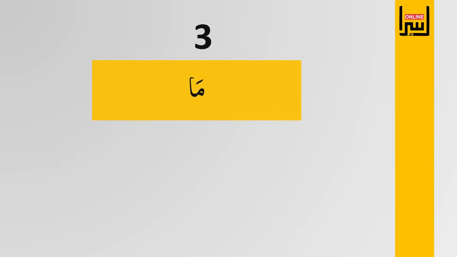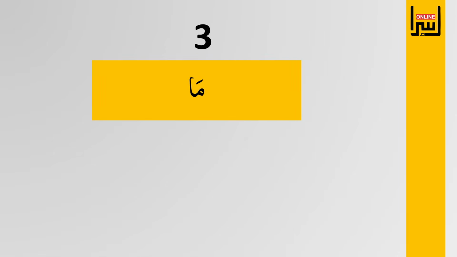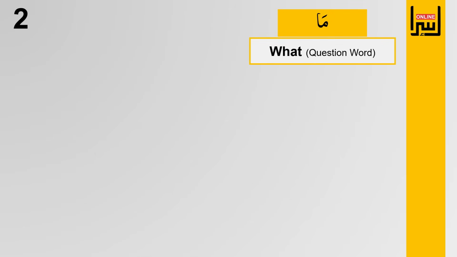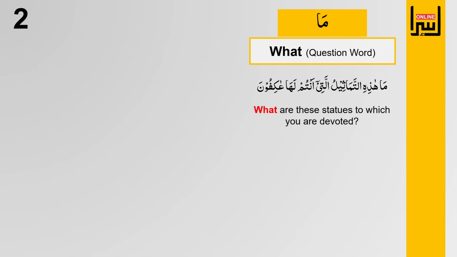Third most used Quranic word is ma. It is used 2149 times in the Quran Kareem. Ma gives the meaning of what. It is a question word. For example, ma hadhihit-tamathilul-lati antum laha 'akifun, what are these statues to which you are devoted? What as a question word.